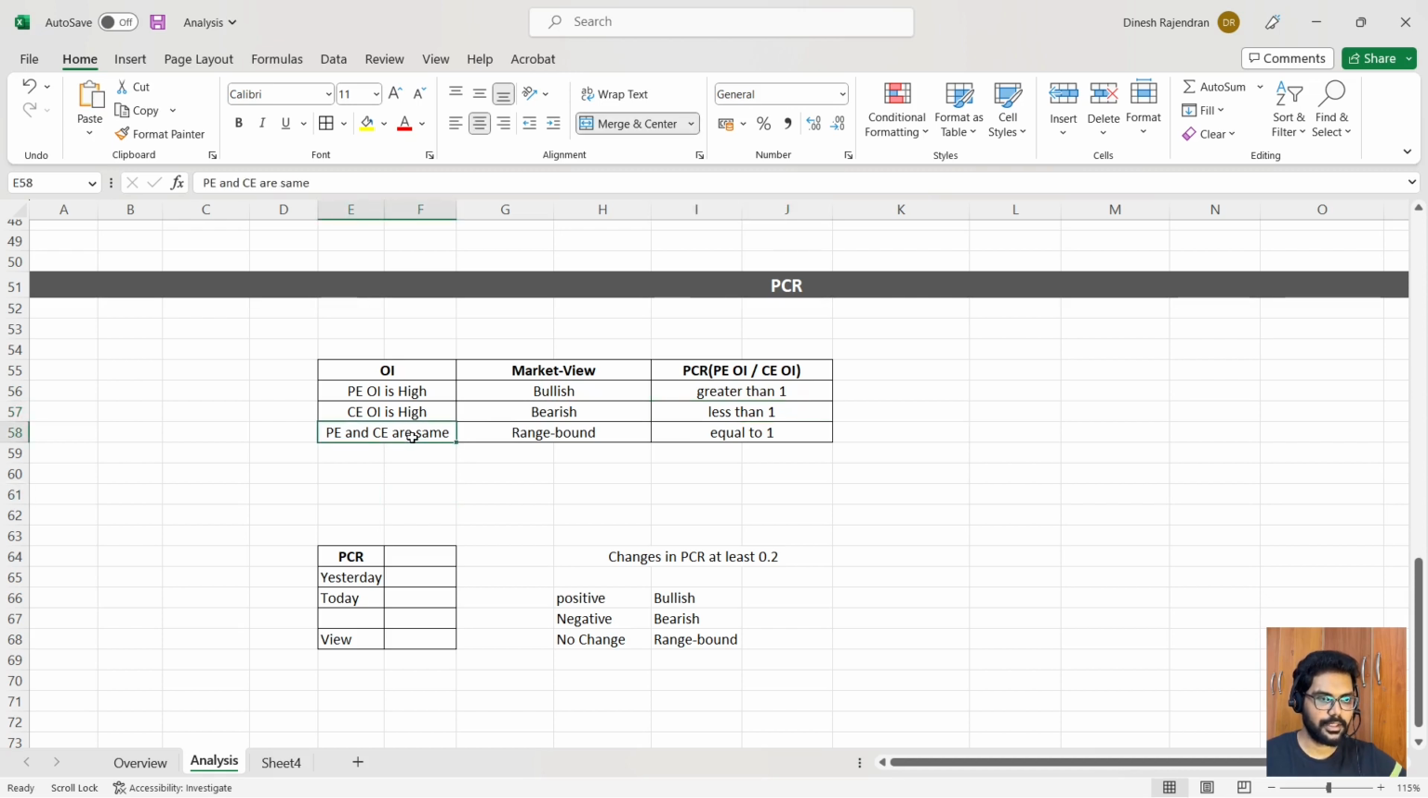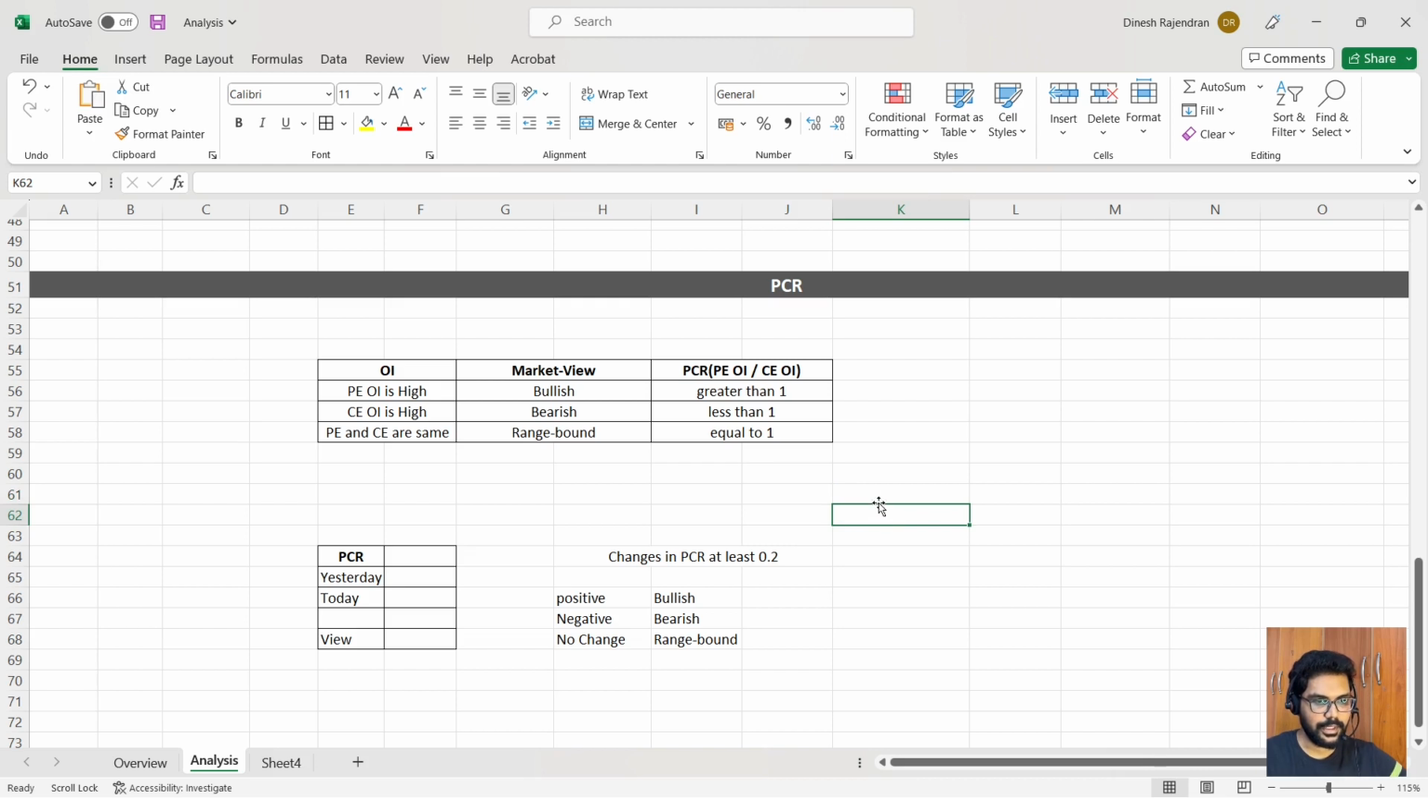If the put and call open interest are the same, then the market is range bound, which means the PCR is equal to 1. But if you notice, most of the time the PCR value is more than 1, because there is more open interest on the put side compared to the call side. It indicates that most traders are interested in taking positions on the put side. But not only in the Indian market, in all markets it is like that.